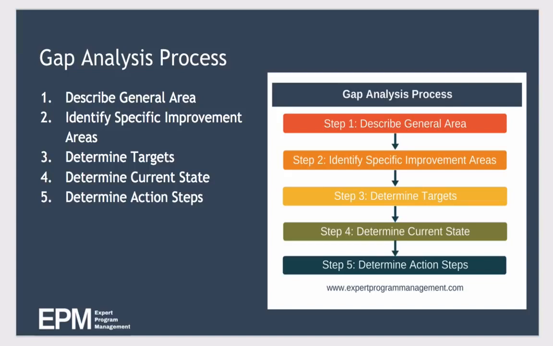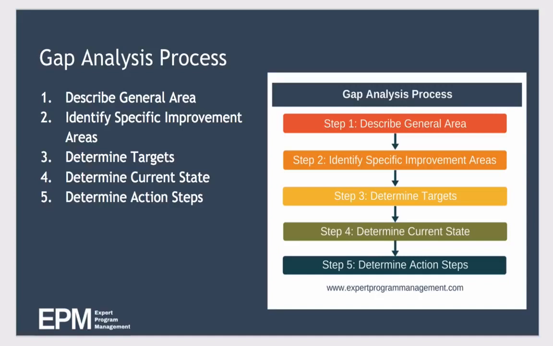In this step, we describe the general area that we want to analyze and improve. Now, this may seem like an unnecessary step, but by performing it, we not only highlight what area is under investigation, but also it informs people what areas are not under investigation. And that helps avoid scope creep, and it keeps the rest of the analysis very focused.